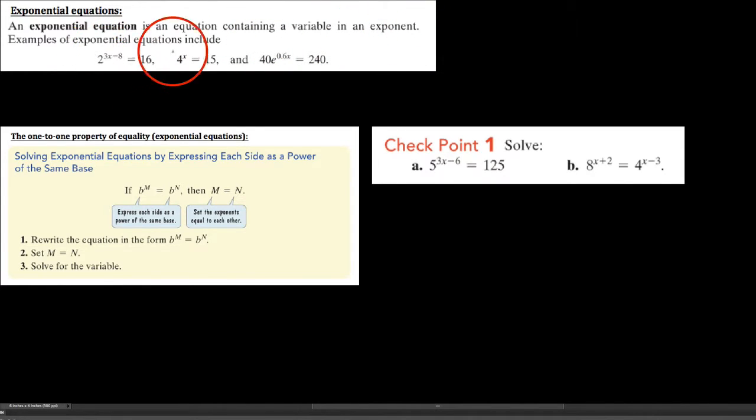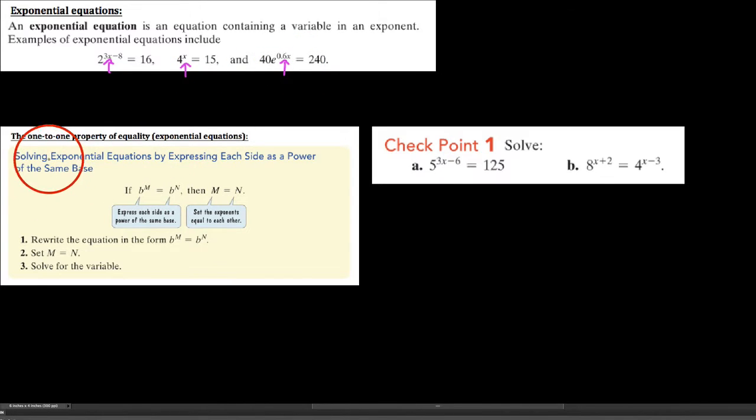So that would be something like these that you see here, where we have some base that is a positive constant that's not equal to 1 and some variable in its exponent. So oftentimes we want to solve for these values that are located in the exponent, and so it makes it a little bit difficult to do unless we learn a few techniques to do it.